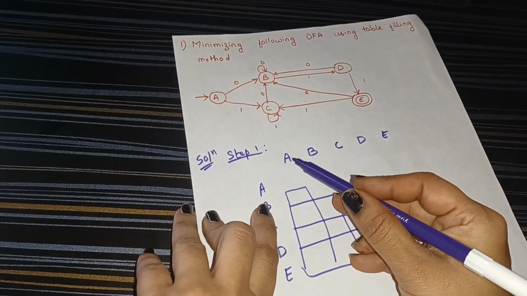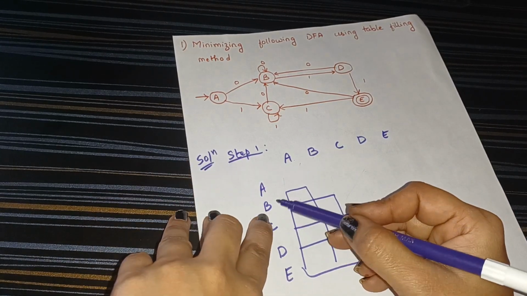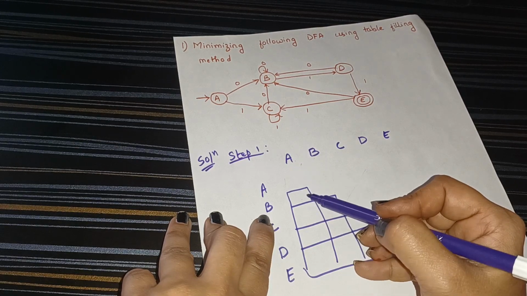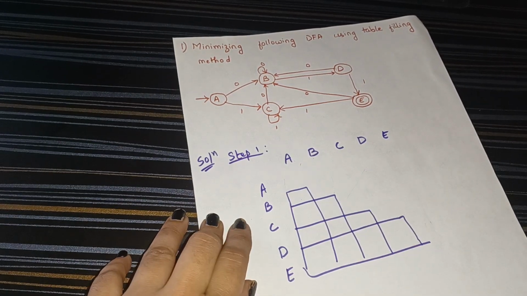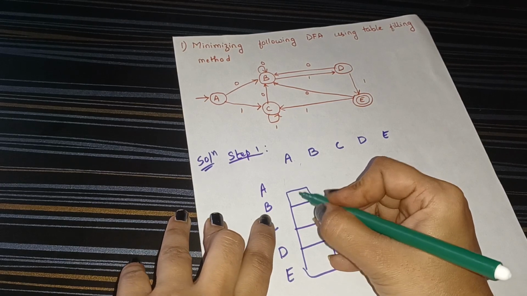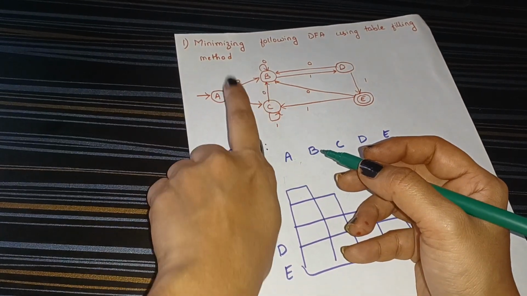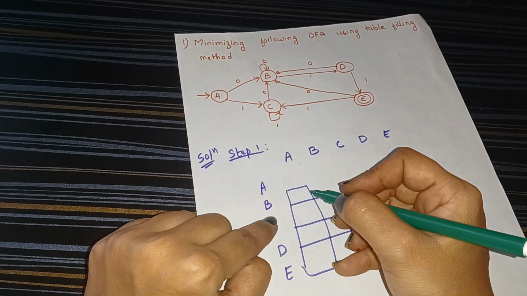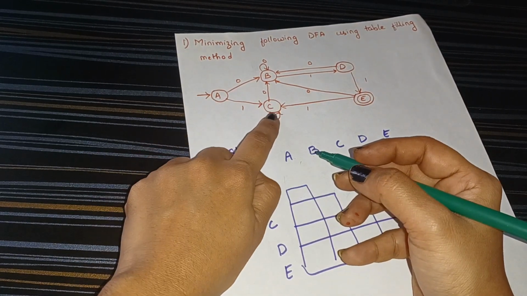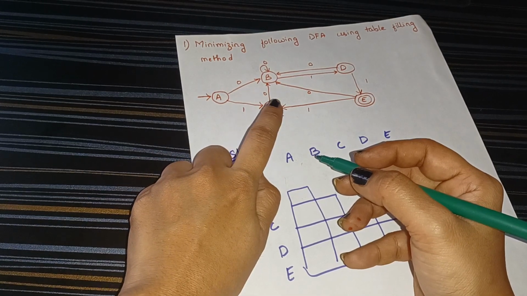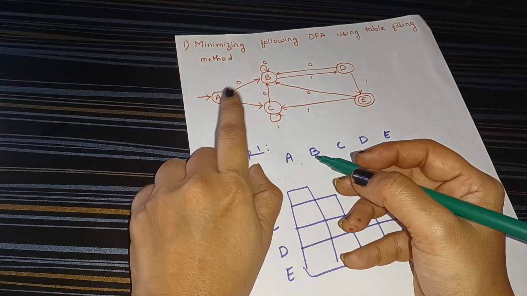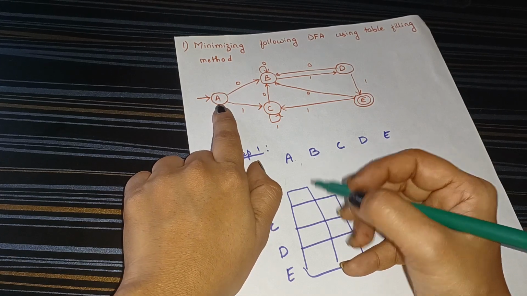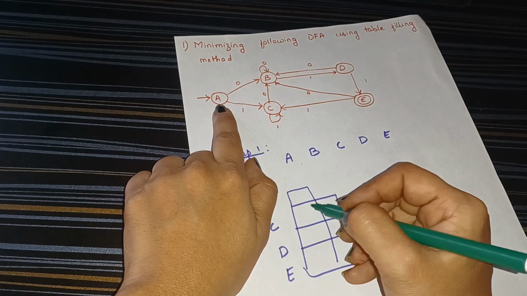So B, A. For a pair, one of the states should be final and one should be non-final, only then can we mark here. So B on A: is B a final state? No. Is A a final state? No. So we will not mark this. Next, C on A. Is C a final state? No, C is a non-final state. Is A a final state? No, it is also a non-final state. So when both are non-final states, we can't mark here.